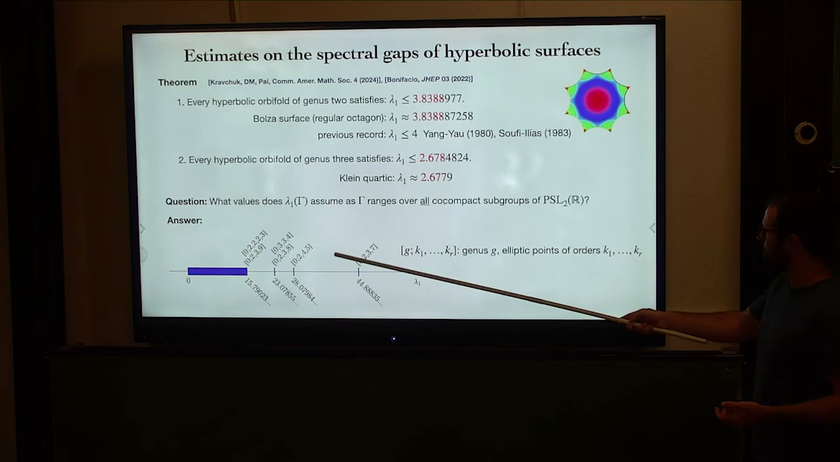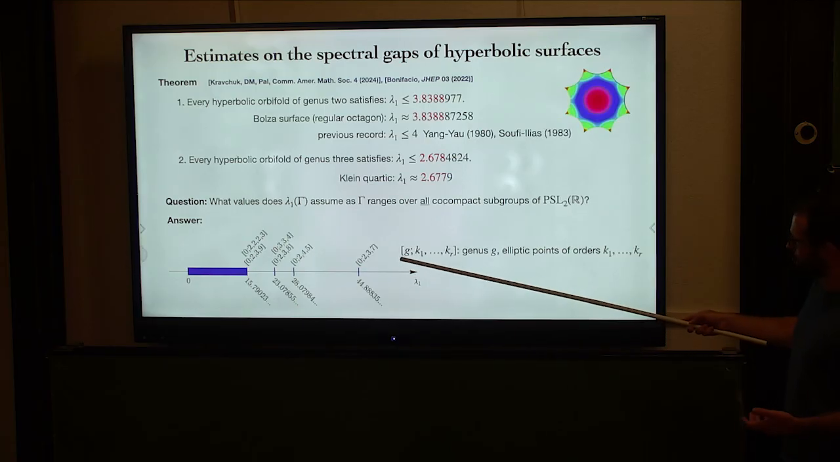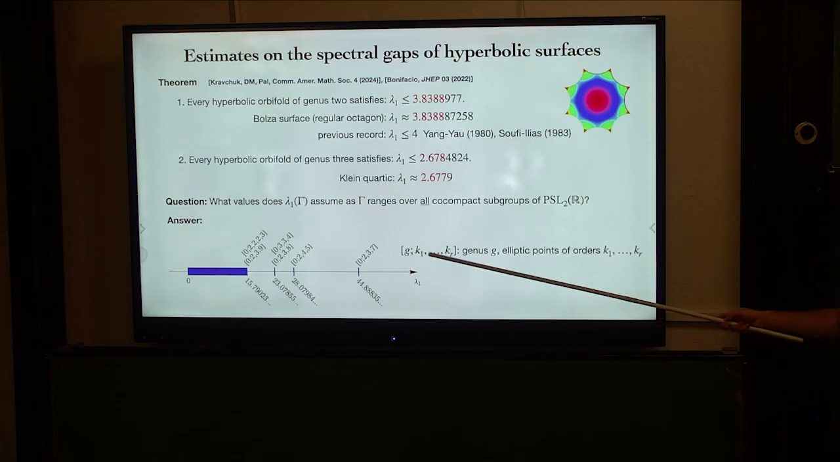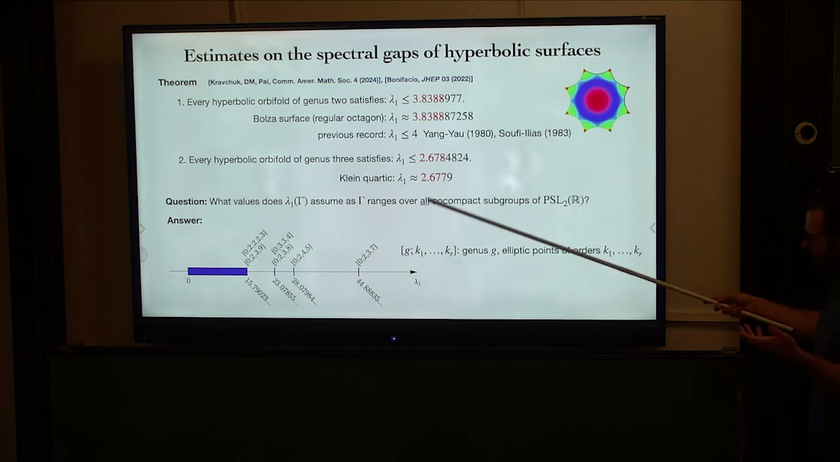Just some explanation. Above the real axis you have the topological type. The topological type is labeled by the genus and the orders of the elliptic points. So that's partially an answer to your question. The orbifold just means that there are some elliptic points of these orders, and it also applies in this case.